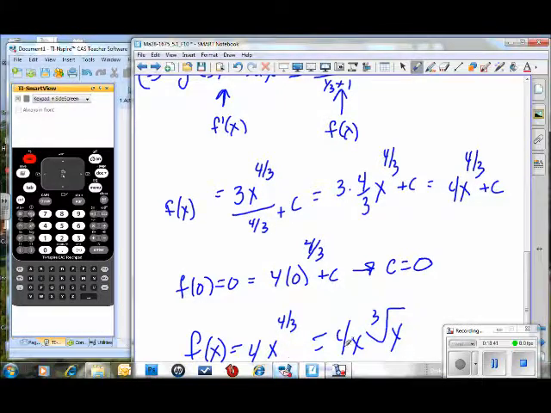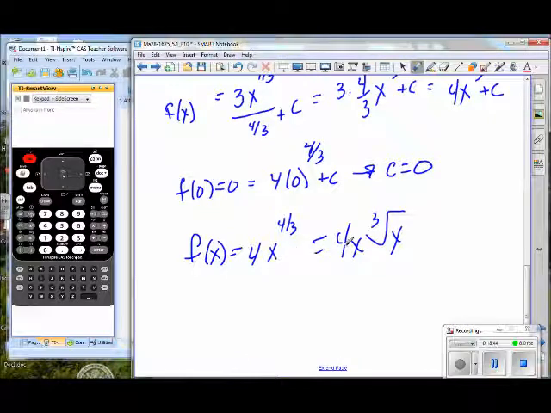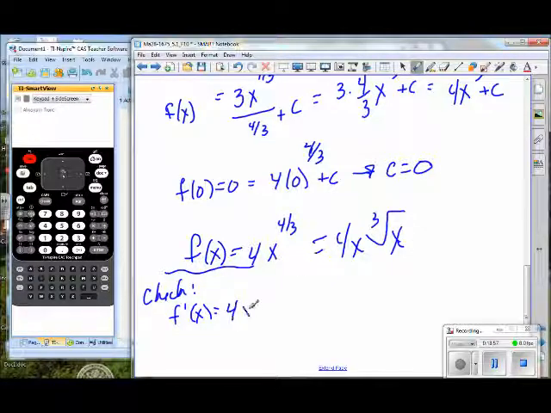So what is our function? Well, our function is 4x to the 4/3, or 4x times the cube root of x. Now this means then, if we go through and do a check, that if we take the derivative of our function, we would look at 4x to the 4, oops, let's back up. Let's make sure we do this correctly here. 4 times the coefficient times the exponent, and then subtract 1 from the exponent. So we would have 16/3 x to the 4/3 minus 3/3, which is 1/3.